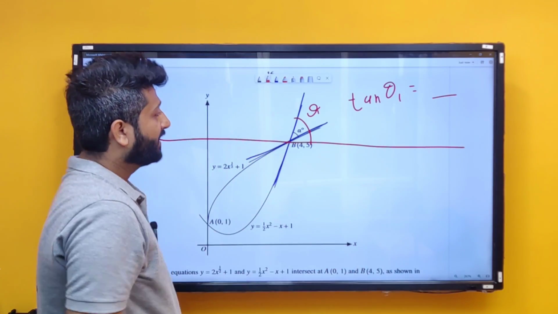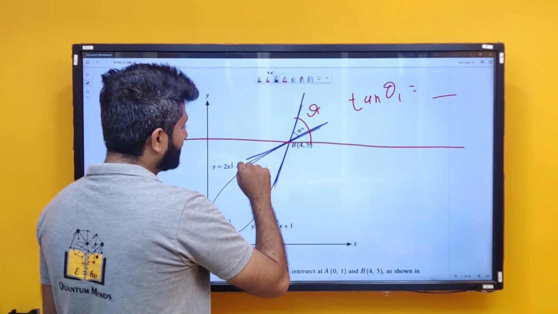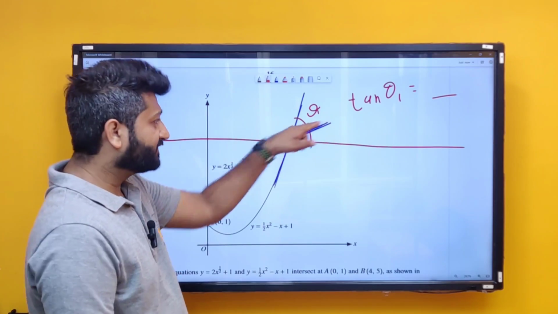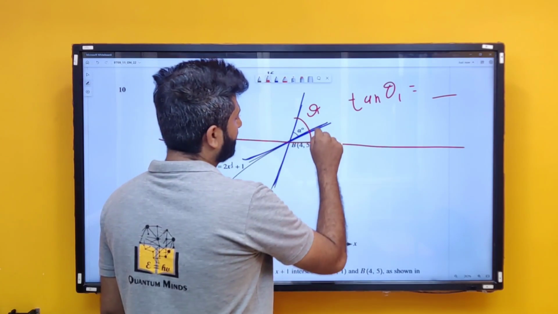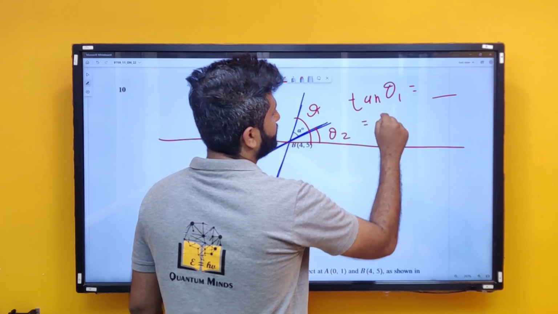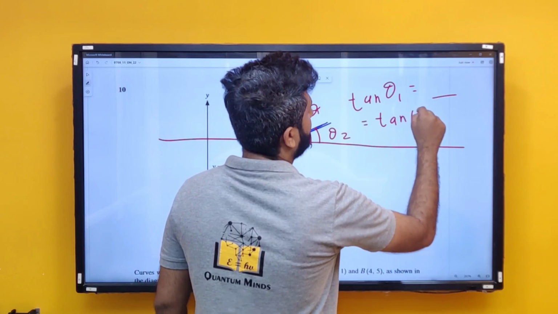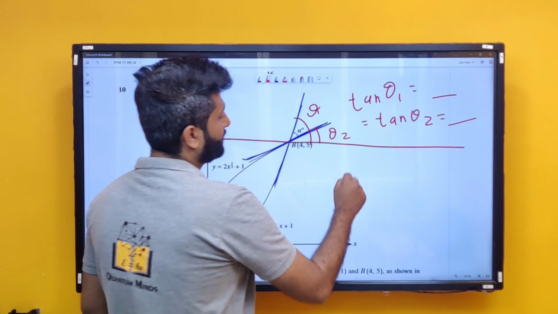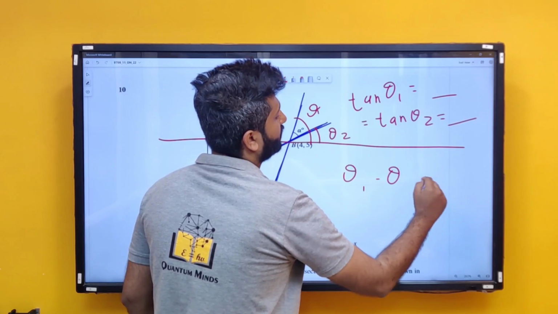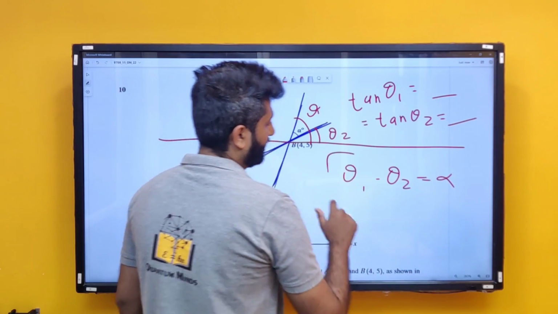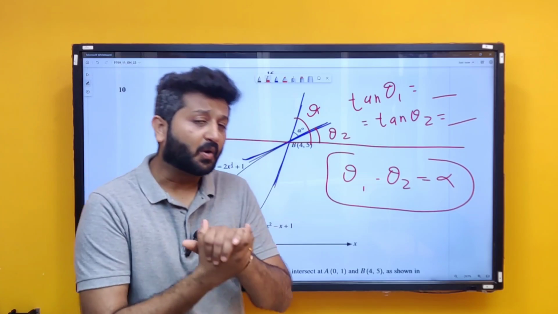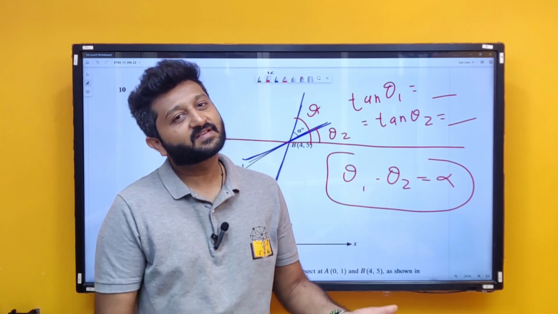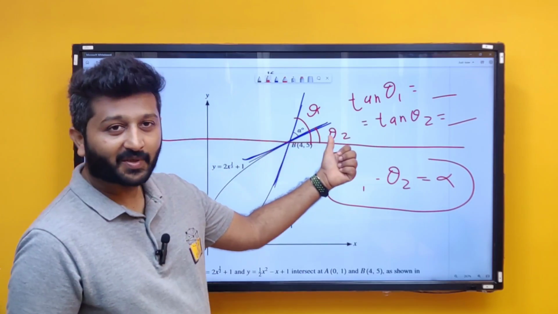Whatever we get. And this is my second tangent. If I can find the gradient of this equation, then also I can get theta 2. So tan theta 2 is equal to the gradient of the second equation. And then what are we supposed to do? Simply theta 1 minus theta 2 will give me alpha. Right, this is how we are supposed to find alpha. Now, how to find the gradient? It's easy. Gradient is nothing but differentiation. So let us differentiate this equation.